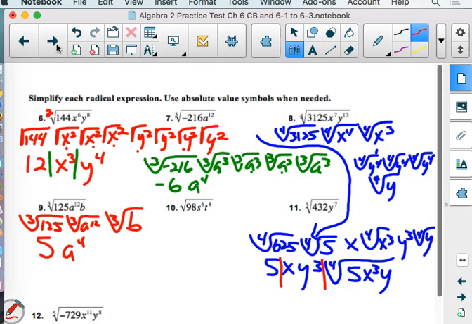Now that doesn't mean that you can't write them down. If you want to write them down, cube root of a to the 3rd, cube root of a to the 3rd, cube root of a to the 3rd, cube root of a to the 3rd. Great method. Works every time. But that cube root of b, we can't do anything with that. That's a little 1. 1 doesn't divide into 3. Does this need absolute value bars? Nope. Cube root. Odd root.